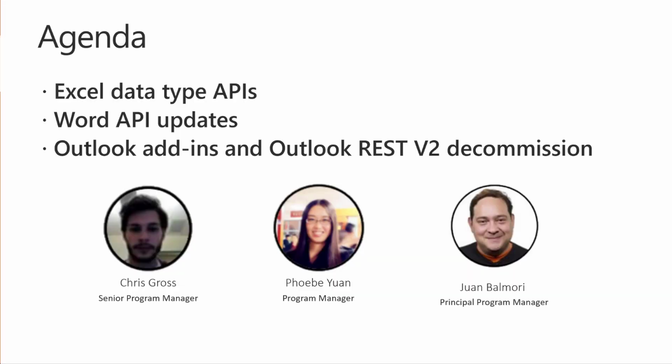Let's take a look at our presenters and agenda for today. Joining us today is Chris Gross, who's going to be talking about the Excel data type APIs. Also joining us is Phoebe Wan, who's going to be sharing some Word API updates. And then Juan Valmari is joining us to talk about the Outlook add-ins and the Outlook REST v2 decommission, which I know has been a popular request in recent months on the community call, so it'll be exciting to see what he has to share.